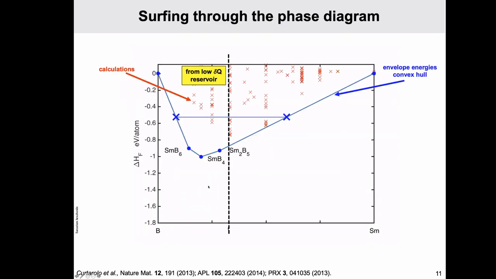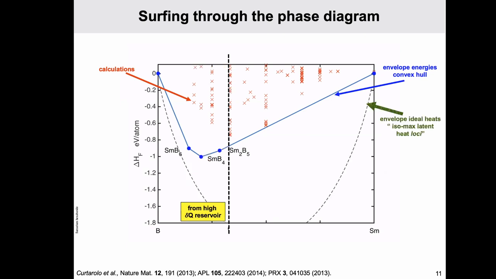Okay, what happens on the contrary if you come from a reservoir of high heat? If you come from a reservoir of high heat, remember that the Gibbs free energy is enthalpy minus TS. Okay, you are not going down in your minimization because of the minus, but you're actually going up. And these parabolas, okay, actually are the X log X, the ideal heat of a mixture, okay, by reducing the temperature.